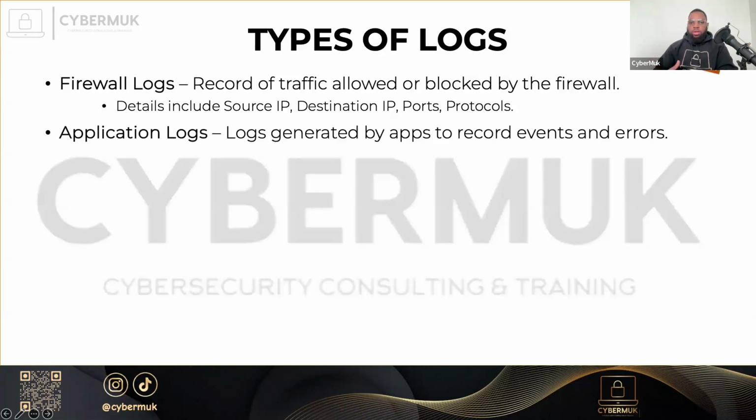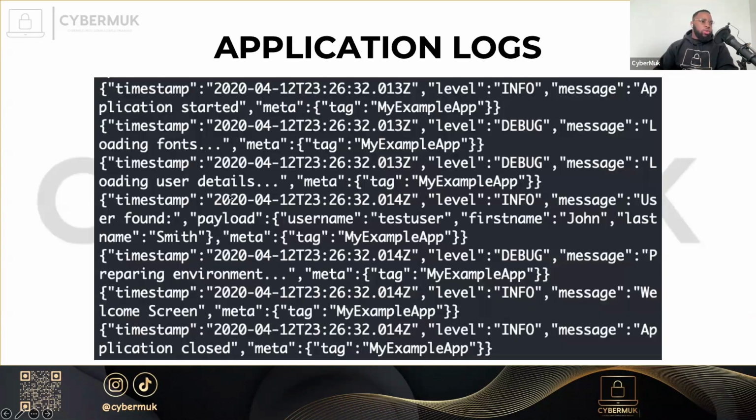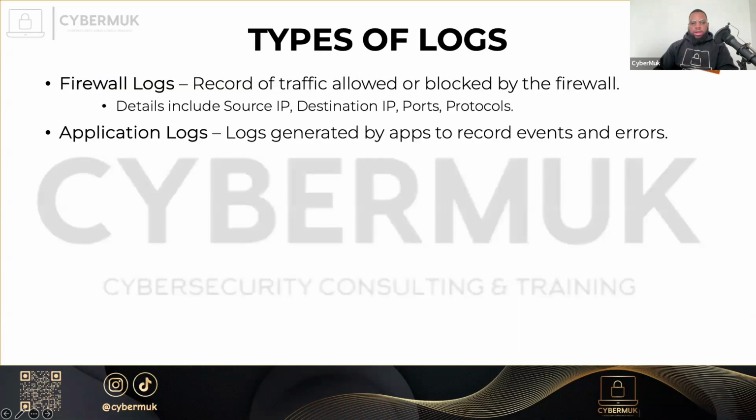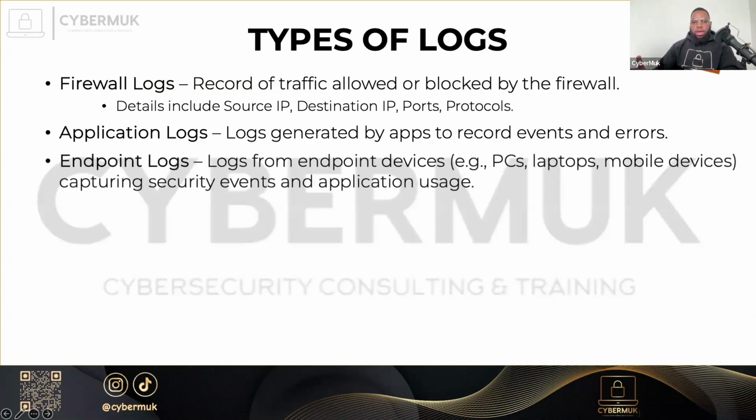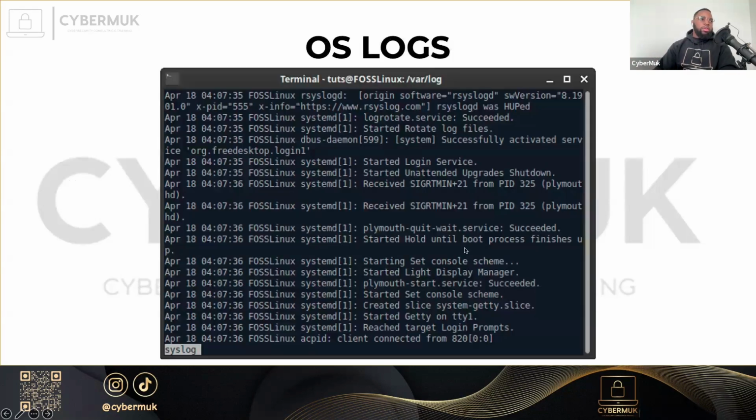You have an application log. This is generated by an application to record events. For example, this user detail and the timestamp and the payload. This user did this at this time, and you can have more information. That's an application log. Endpoint logs are logs from endpoint devices, devices that are at the end of a network, like a PC, a mobile device, a laptop, a desktop, capturing security events and application usage. So you have the logs here. This person logged in, then attempted upgrades, then shut down, and more.